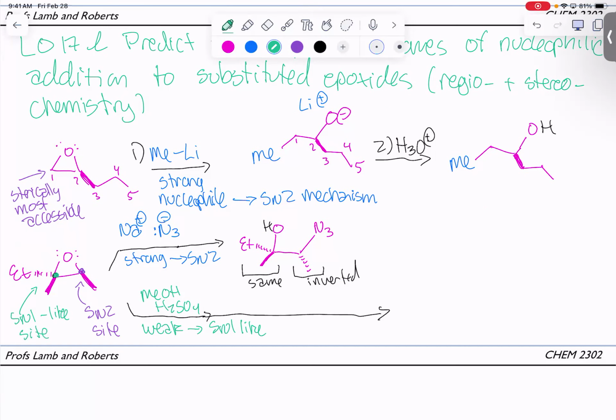Right, because it's that tri-substituted, and we see that the buildup of that partial positive charge would be more stabilized there. And the product that we would get out on the side of the molecule on the left is going to be the same. We're going to have an alcohol, and our methyl group is going to be the same. And on this side, we're going to have inversion of that stereocenter.